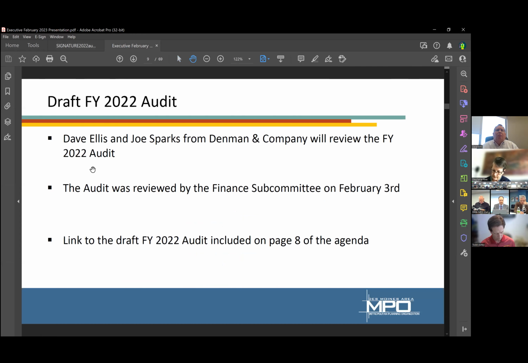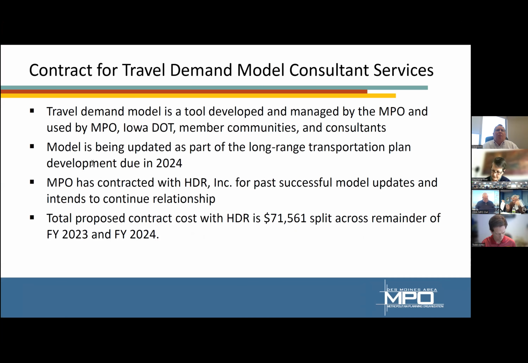Thank you. Item 6 is a report and vote on the contract for travel demand model consultant services. Bill. Thank you. The MPO maintains a tool called the travel demand model that's used not only by the MPO, but also by the Iowa DOT, our member jurisdictions, their consultants and so forth. We maintain it all the time, but we do a major update when we start the long range transportation plan process, which we are undergoing now. That plan is due next fall of 2024.